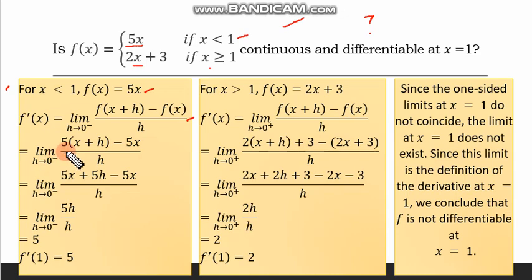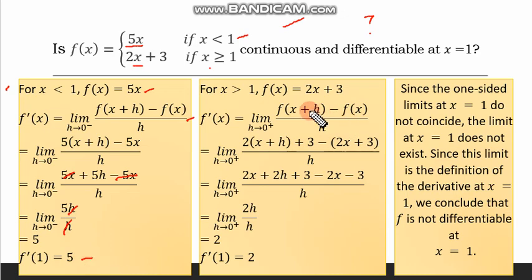Okay, 5 times x plus h is 5x plus 5h, minus the 5x, so 5x minus 5x is 0. So 5h over h, we could simplify this one. So the limit of 5 as h approaches 0 negative is also equal to 5. Therefore, f prime of 1 from the left side is equal to 5.